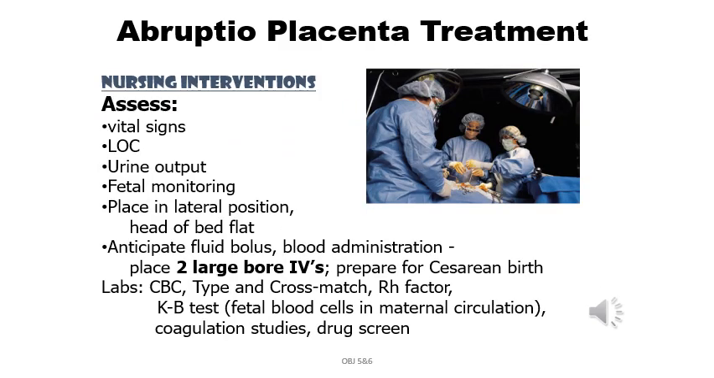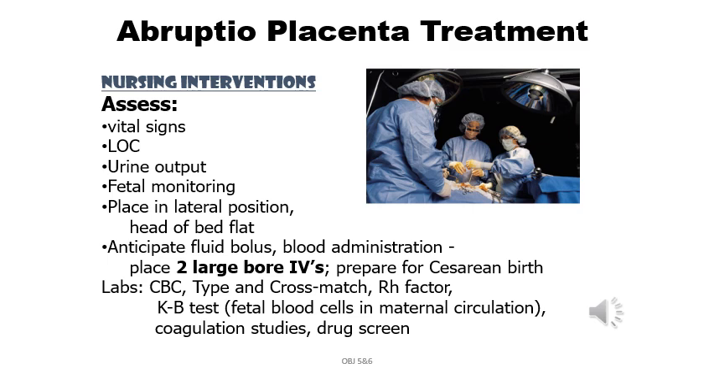So if a patient comes in with the diagnosis of a placental abruption, the 2 major concerns are excessive bleeding and fetal hypoxia, of course. So you want to always assess vital signs on mom, her level of consciousness, her urine output. Fetal monitoring is obviously a high priority with an abruption.